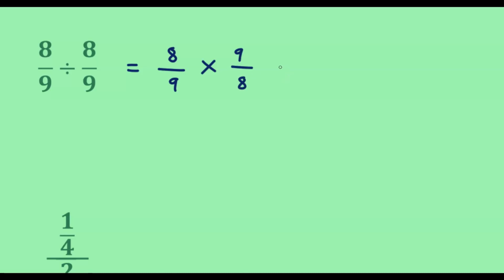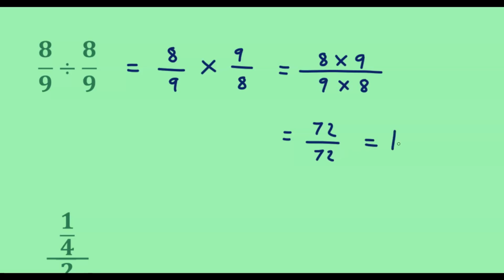Now let's multiply these two fractions. So we write the fraction line. In the numerator, we multiply the numerators of the original two fractions, and in the denominator, we multiply the denominators of the original two fractions. So we have 8 times 9, which is 72, divided by 9 times 8, which is 72. And whenever we divide a number by itself, we end up with 1. So 72 over 72 is 1. And so 8 over 9 divided by 8 over 9 is equal to 1.